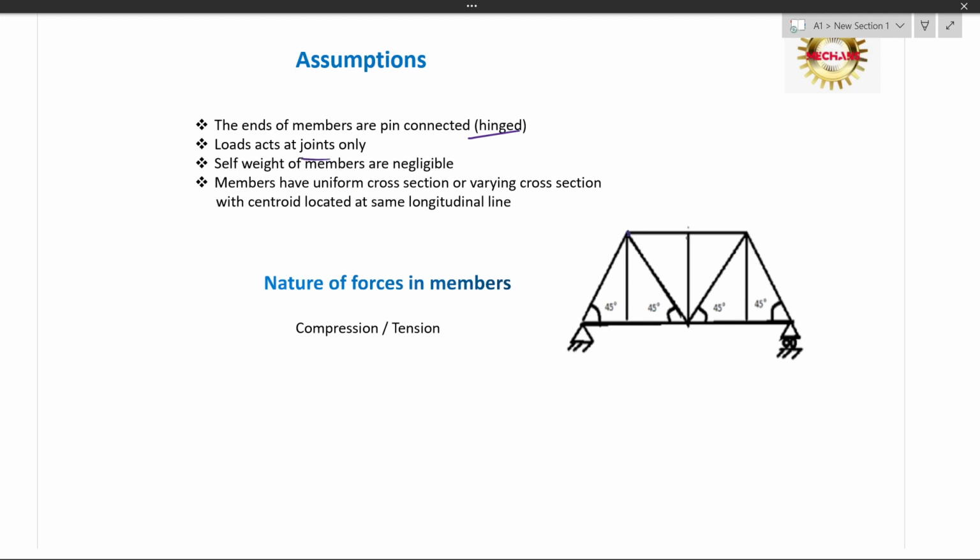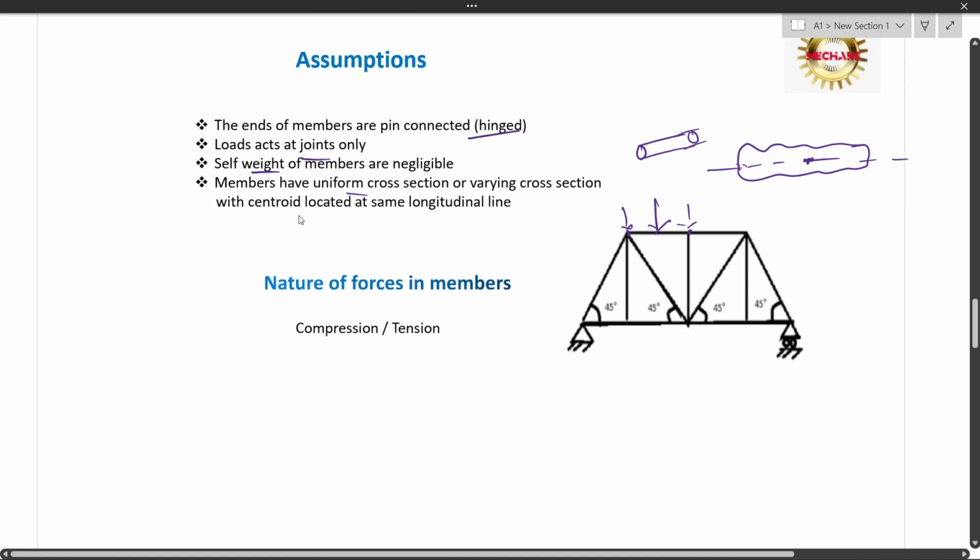See, if you take this joint and this joint, load can act here or here, but there is no force acting in between. No load acts in between. And we also neglect the self weight, and the members have a uniform cross section like this, or it may have a varying cross section like this, but its centroid is located on the longitudinal axis. The centroid, where all the mass of this member is acting, should be on the longitudinal line.